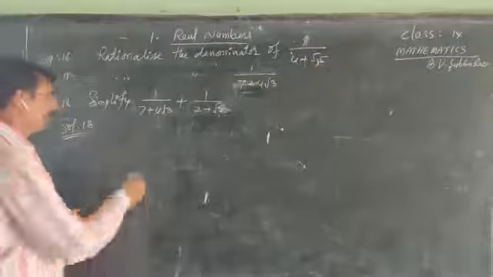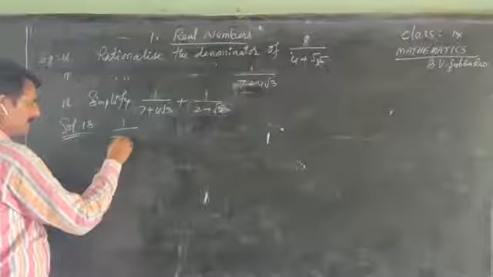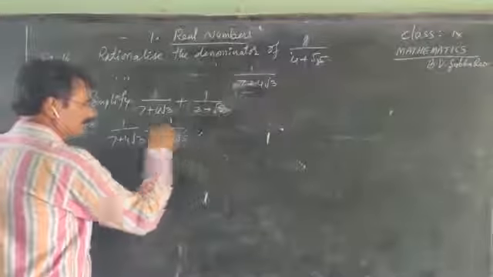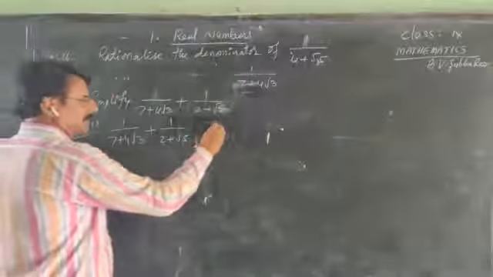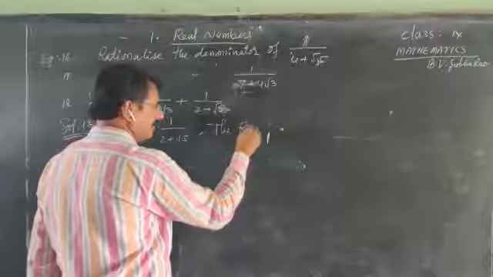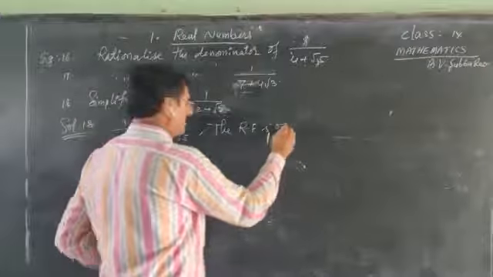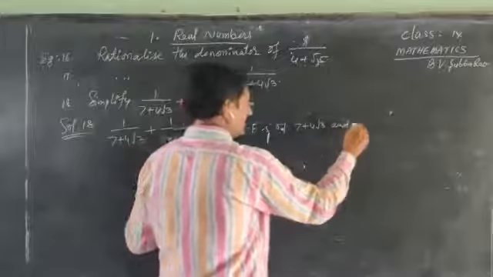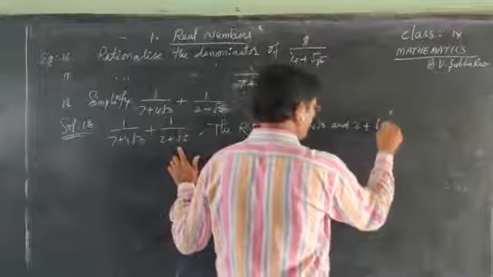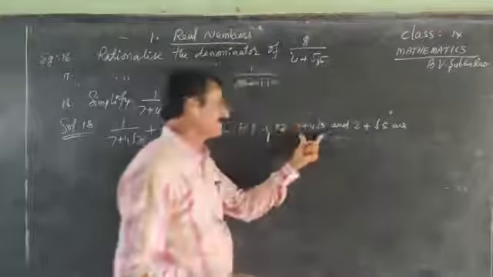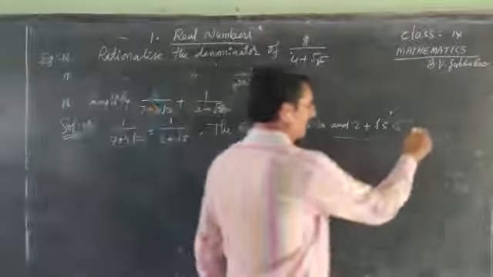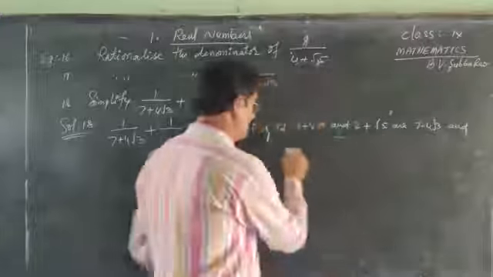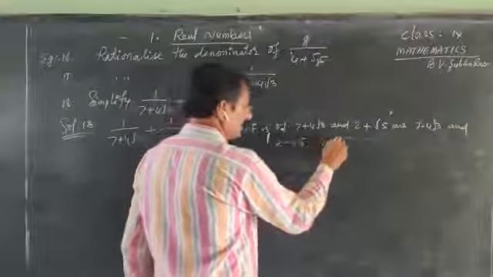Let's first write 1 by 7 plus 4 root 3 plus 1 by 2 plus root 5. This is the given sum. What is the RF of 7 plus 4 root 3 and 2 plus root 5? The RF of the first is 7 minus 4 root 3, and the RF of the second is 2 minus root 5, respectively.